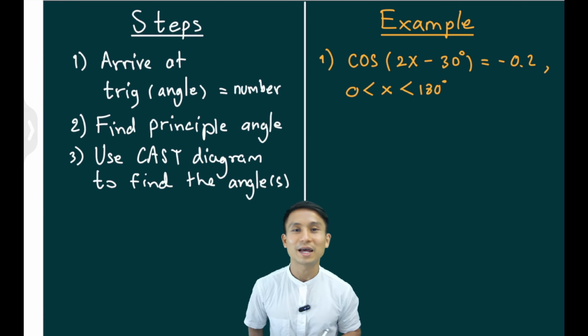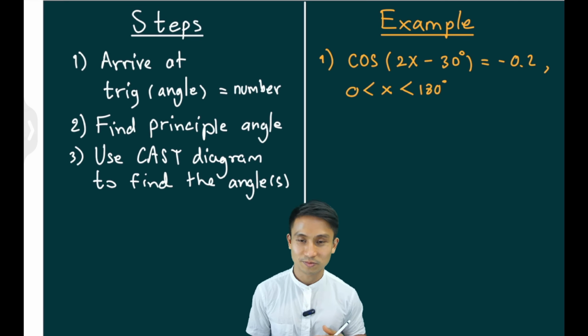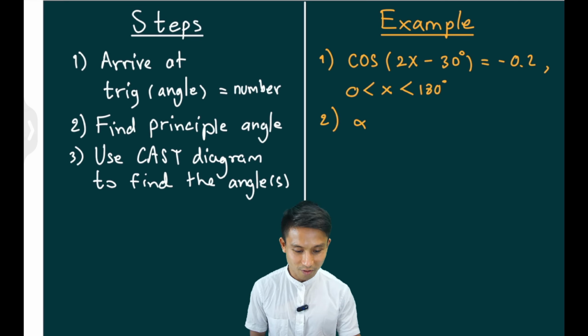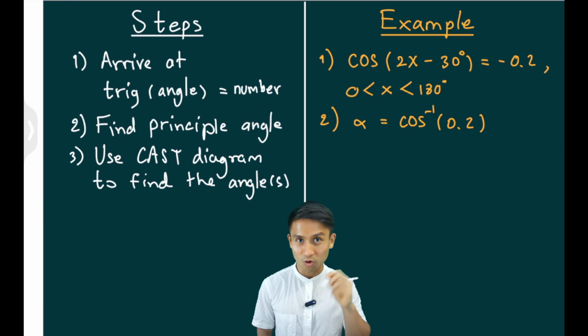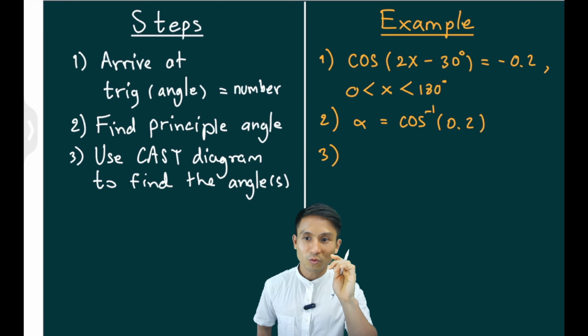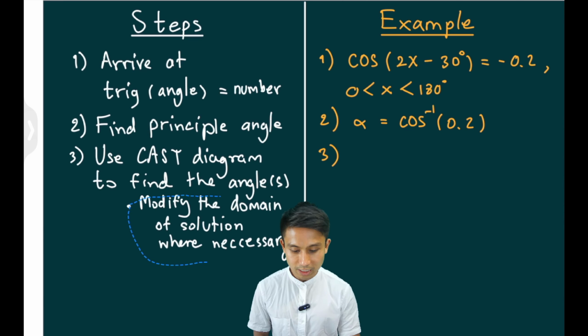Of course, we need to find the x, we'll do that later, and the number is negative 0.2. So the second step is find the principal angle. So alpha is just arc cos 0.2. Again, we take the positive value to avoid confusion when doing the quadrants.